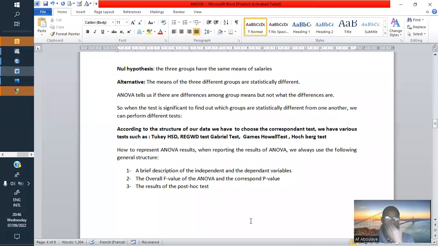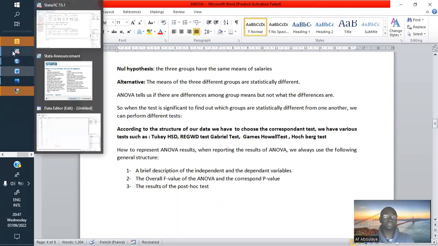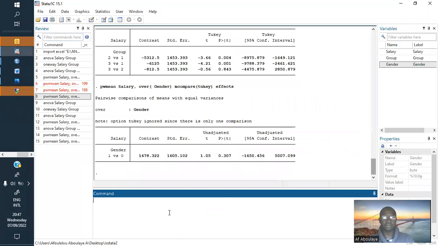After that, what we have to report is the brief description of the dependent variable, the overall F value of the ANOVA, and then the result of the post test. Then let's go in the practical way. We will go first of all in STATA, after that we will go in SPSS, and we will close with software.